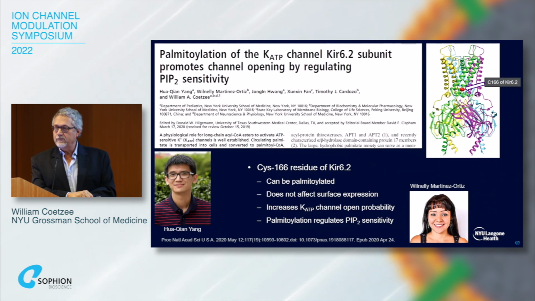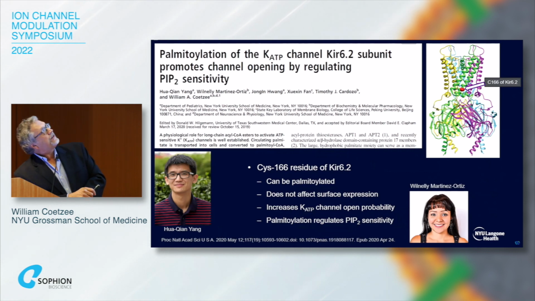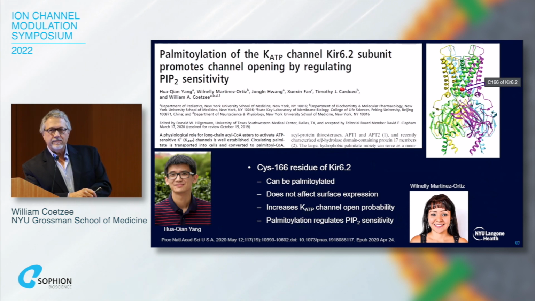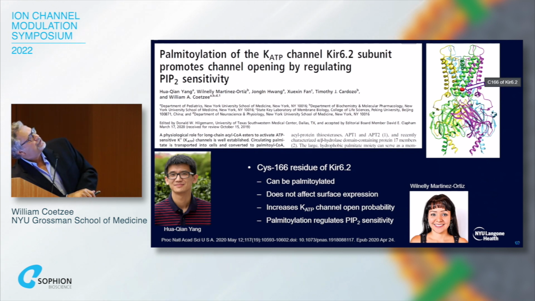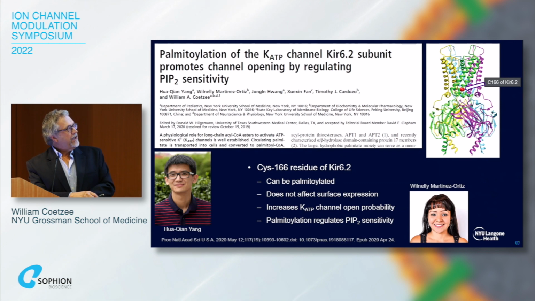So Huaqian Yang was a postdoc in my lab. He's now got his own lab in China. And he basically found that Kir6.2 can be regulated by palmitoylation of a particular cysteine residue, cysteine 166, I think it was, in the Kir6.2 subunit. And I frankly didn't understand how it is possible that palmitoylation of that particular residue can lead to opening.